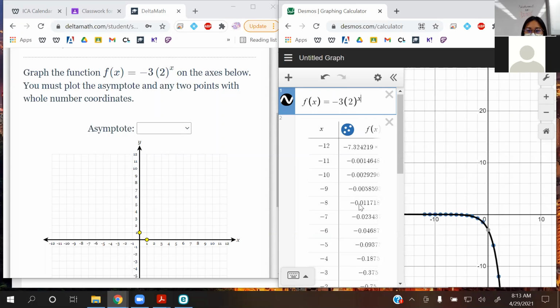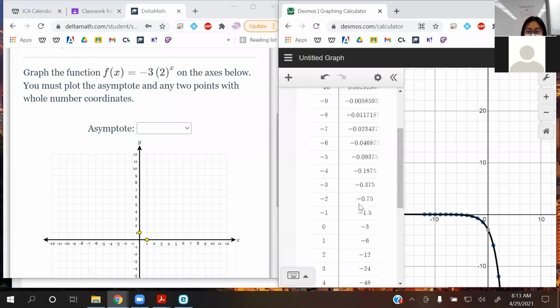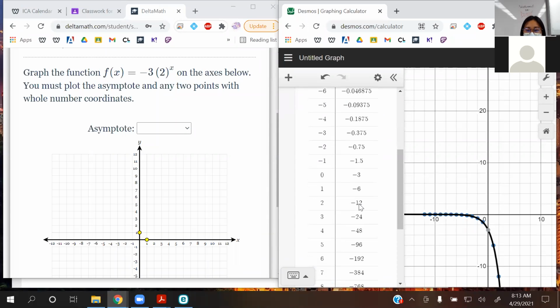And let's find out what our asymptote is and what our whole number points are. So I'm going to put these 2 points because they're nice whole numbers. So 0, negative 3.